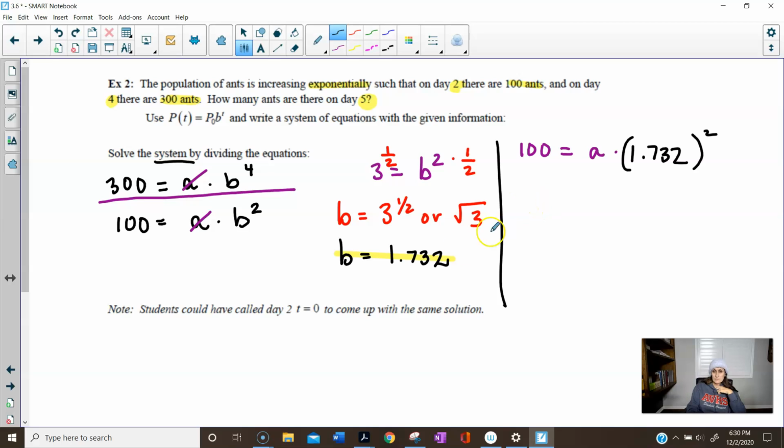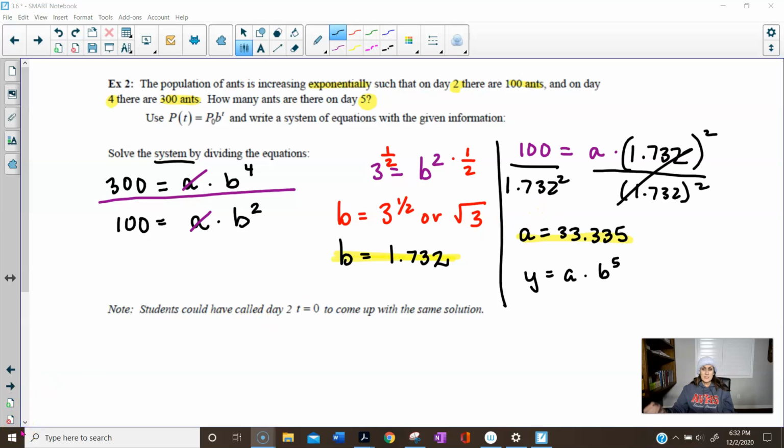So let me use my calculator. Again, I would use the store key on your calculator, store A and store B, and then you're going to actually do the problem, which is how many ants are there on day 5? So it would be y equals A times B to the 5th power. These numbers get plugged in on your calculator, and you're going to round. You always round down to the whole number, so 519 ants is what you end up with. Make sure you try this one on the calculator.